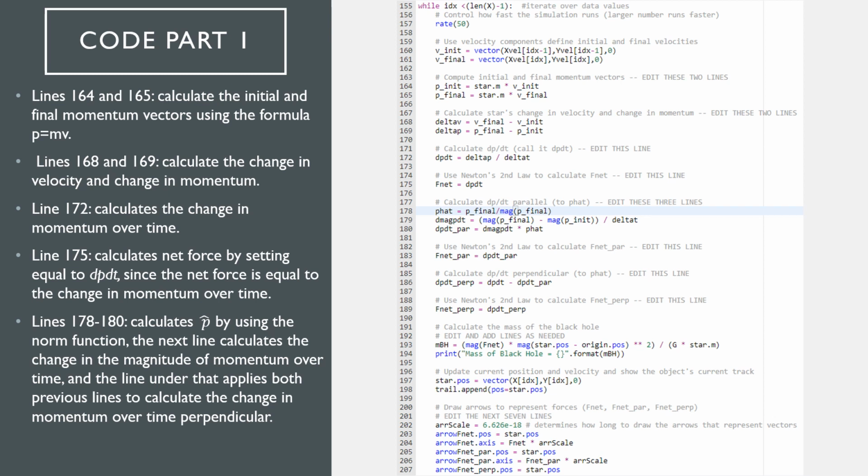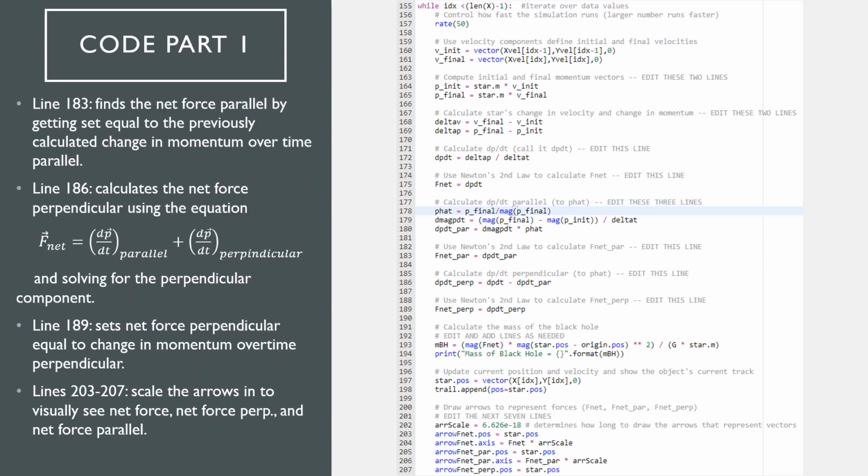Lines 178 to 180 calculate p hat by using the norm function. The next line calculates the change in the magnitude of momentum over time, and the line under that applies both previous lines to calculate the change in momentum over time perpendicular. Line 183 finds the net force parallel by setting it equal to the previously calculated change in momentum over time parallel. Line 186 calculates the net force perpendicular using the following equation.